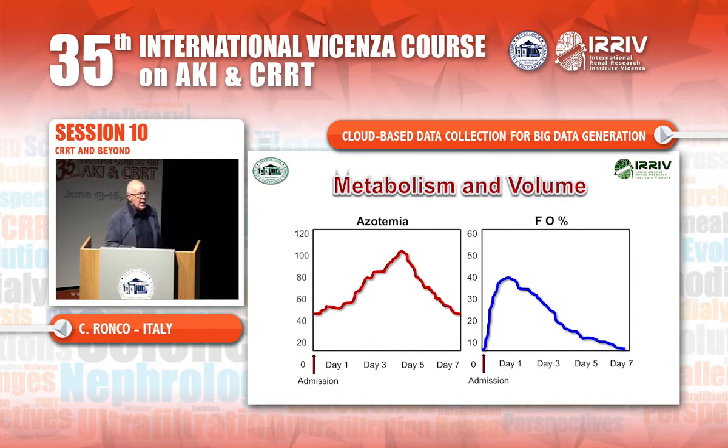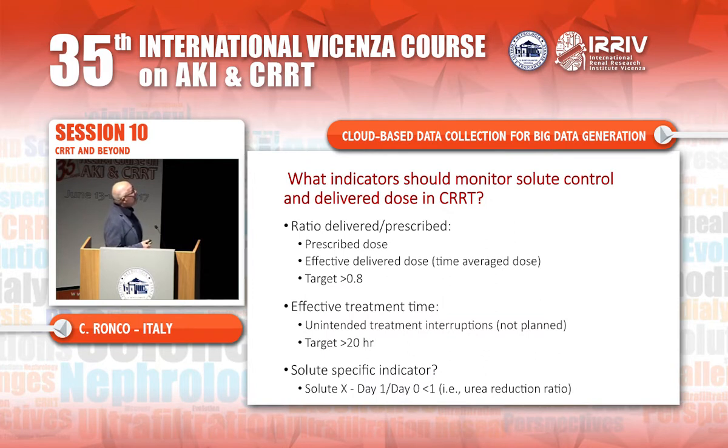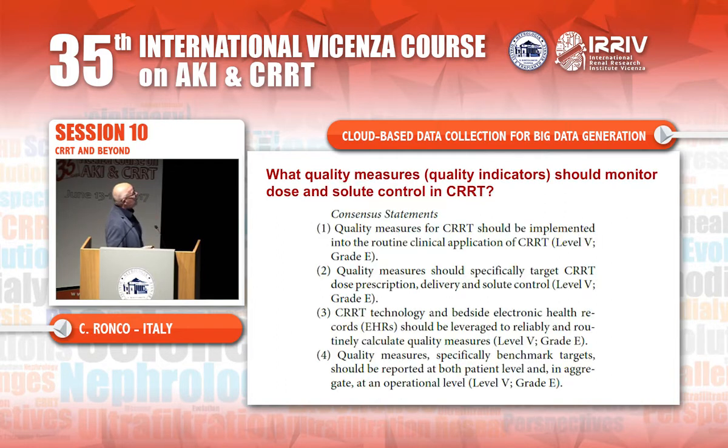we are talking about online, immediate data collection that may help the decision maker decide to modify the amount of dose delivered or the net ultrafiltration in the patient, so that we have patients that keep moving back and forth from areas of low or high solute control needs and require adjustment of the dose. We have different indicators, including the ratio between delivery and prescription, effective treatment time, solute-specific indicators like urea reduction ratio or Kt/V, and quality measures to monitor the dose and solute control.